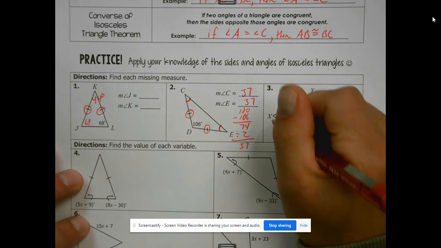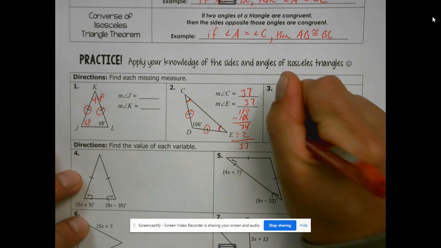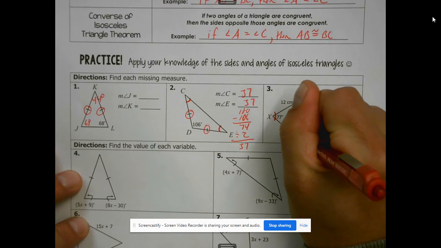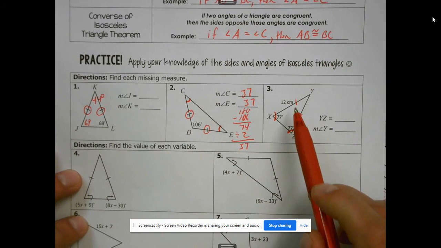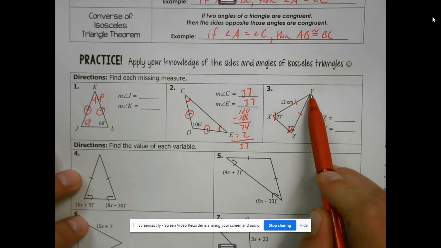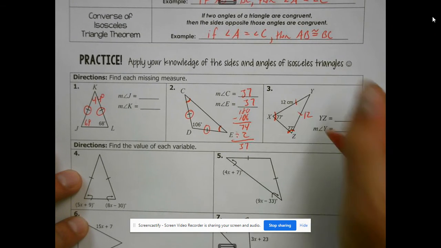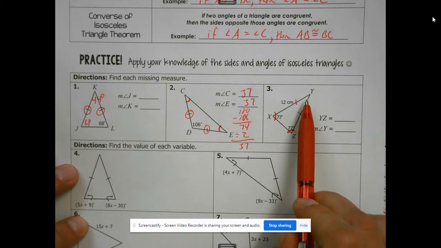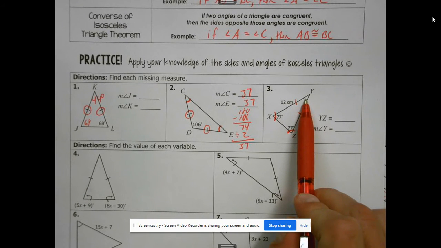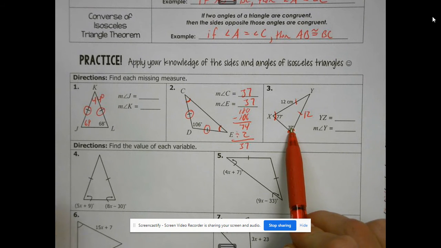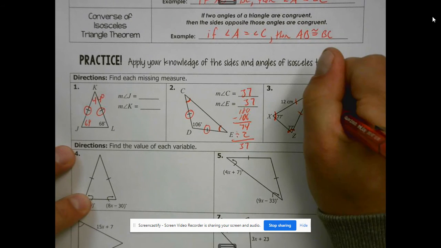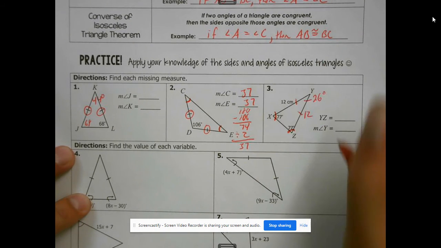Number 3, I notice that I have two congruent base angles, which means I'm going to have two congruent legs. So if XY is 12, that means YZ also has to be 12. And then to get angle Y, just remember that all three angles inside of a triangle have to add up to 180. So add these two up, subtract from 180. And for angle Y, you are left with 26 degrees.